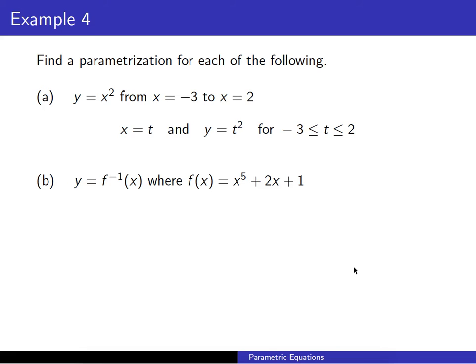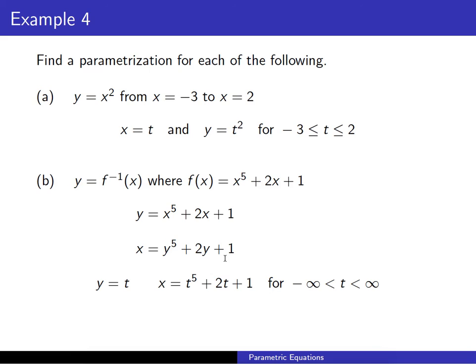For part B, we have y is the inverse of f of x, where f of x is x to the 5th plus 2x plus 1. So y equals x to the 5th plus 2x plus 1, and that means x equals y to the 5th plus 2y plus 1, switching the x and y when finding our inverse. Now we have x as a function of y, so let y equal t, and then x will equal t to the 5th plus 2t plus 1 for all possible values of t.